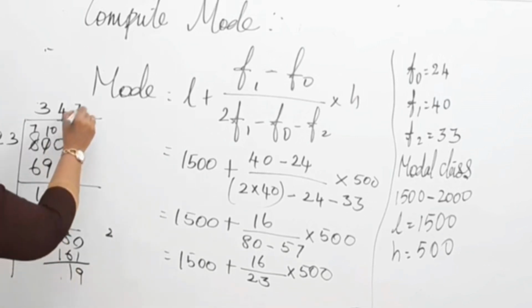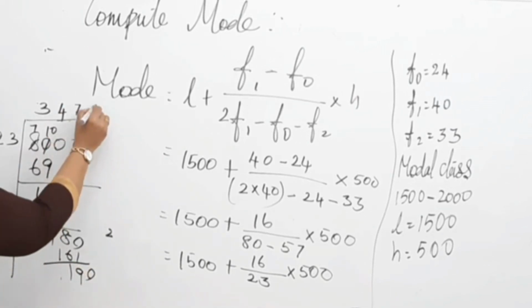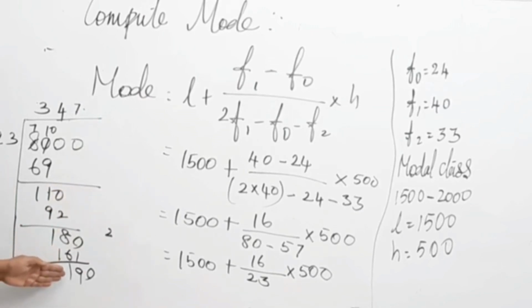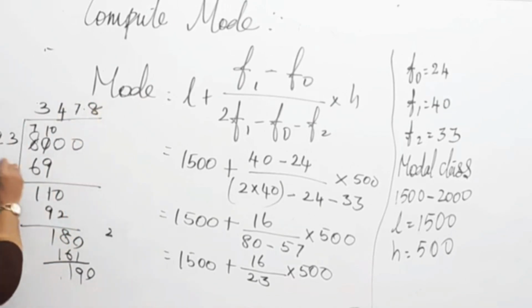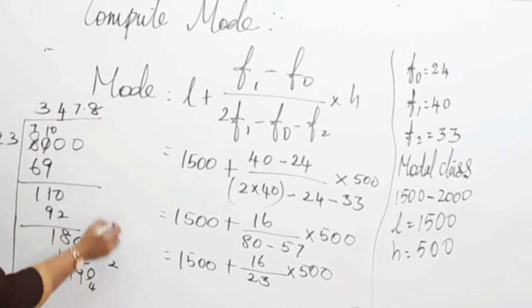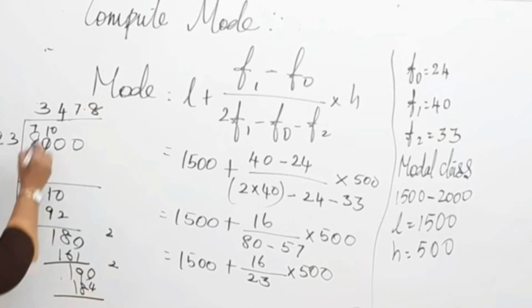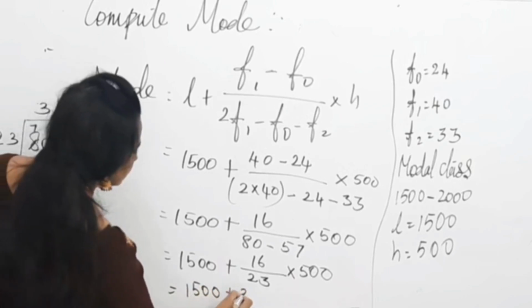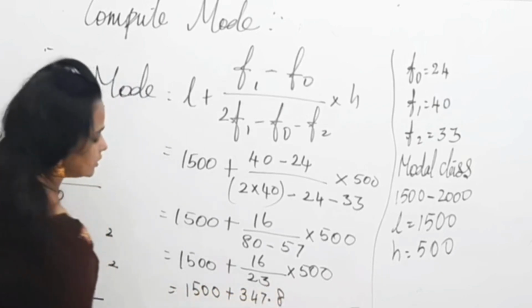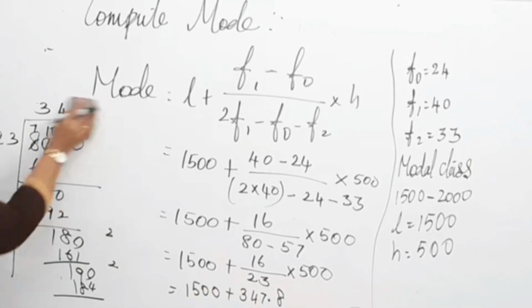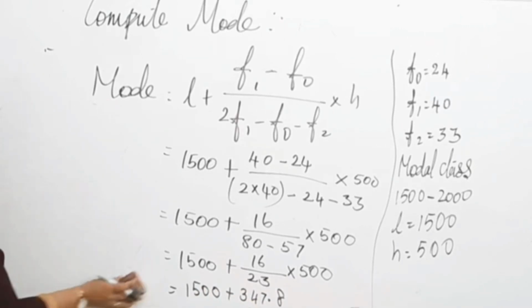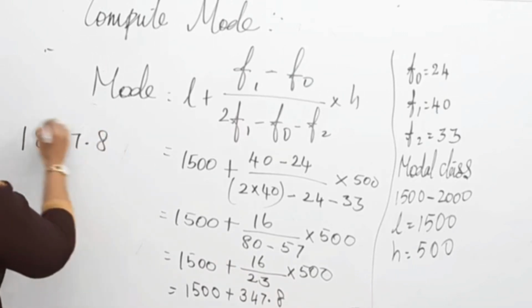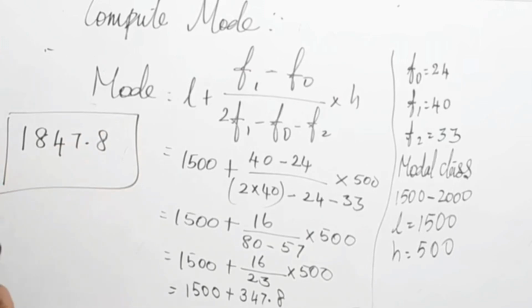I get this. If you want, you can go for one more 0. So you would get your number. You can go for 8, 8 3s are 24, 2, 8 2s are 16, 16 plus 2 is 184. So I would get my number as 1500 plus 347.8. So my answer is going to be the mode of this frequency distribution table is 1847.8 is my answer. So simple as that.